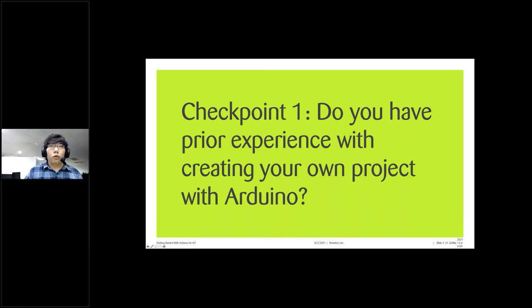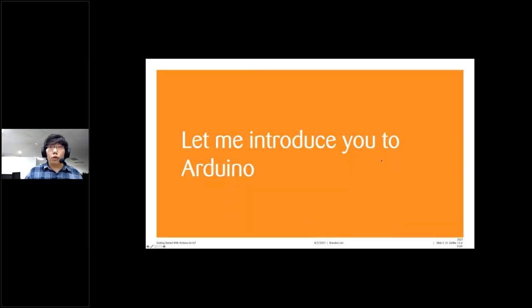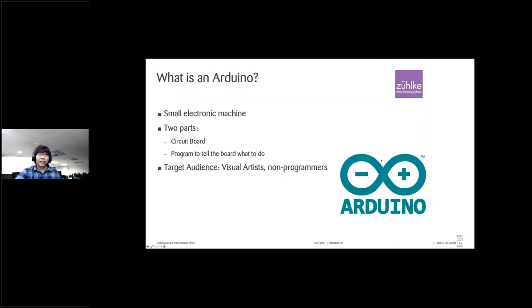So you may be wondering, what is an Arduino? Well, it is an electronic machine that consists of two parts, a circuit board and a program to tell the board what to do. The idea is to enable non-programmers, like those in visual arts and new media, to learn about programming, as well as create something exciting, new, and flashy with it. And so that's the main idea.